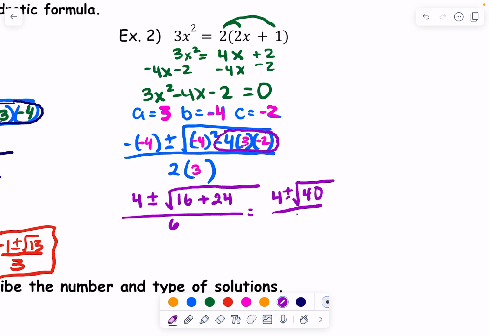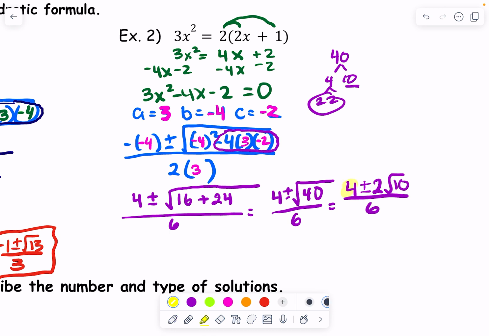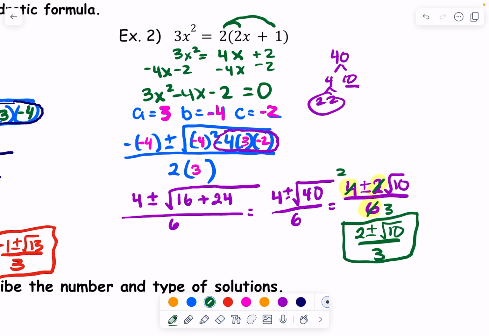40 over 6. Now, we are going to simplify the 40, and that's 4 times 10, which is 2 times 2. So a 2 comes out and a 10 stays in. So 4 plus or minus 2 radical 10. Once we've simplified the radical, we're going to look at our triangle, our 3 outside values, and see if they have something in common. And the answer is yes, they all have a 2. This guy will become a 3, this guy will become a 2, and that guy will just be the radical 10. So 2 plus or minus radical 10 over 3. And those are our solutions.